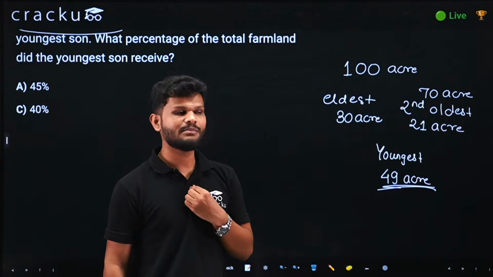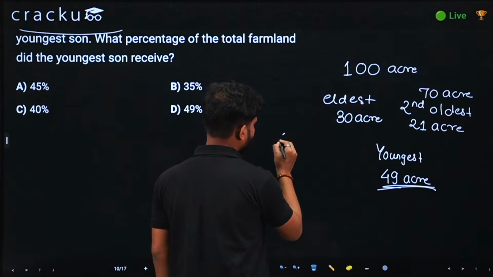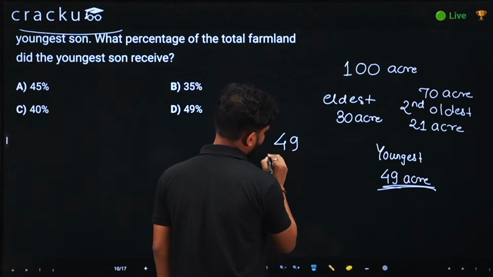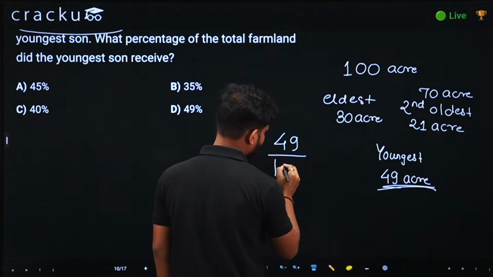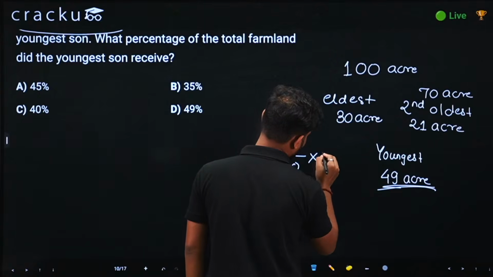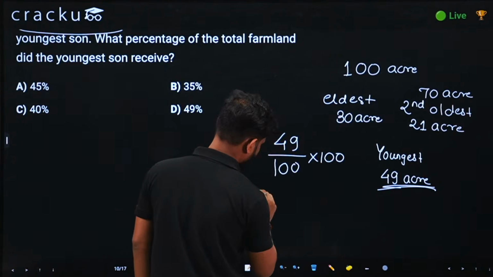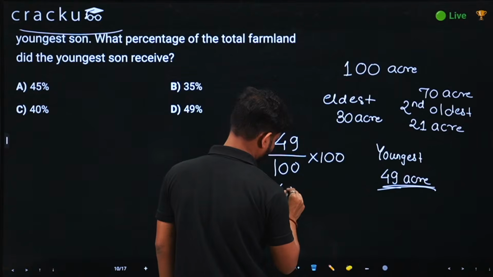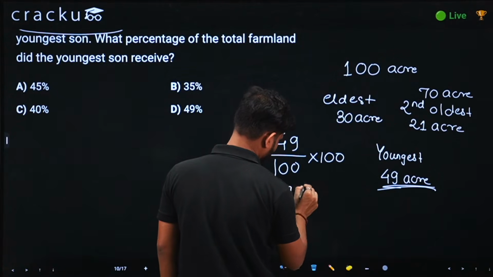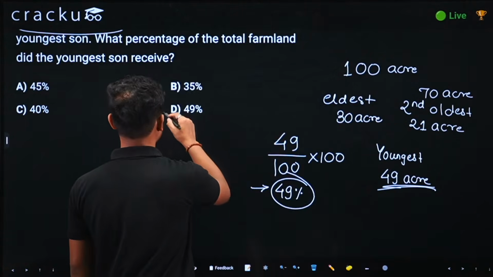But we have to calculate the percentage. And what is the percentage? Percentage is nothing but part, which is 49, divided by whole, which is 100, into 100. So this is nothing but what? This is nothing but 49%. Okay. So the answer to this question will be option number D.